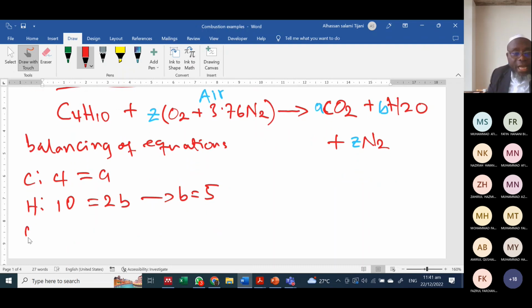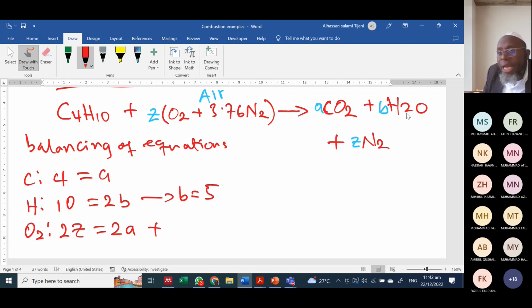Now we come to the oxygen side. Very important. Oxygen also, we have 2 atoms of oxygen here, so 2 times Z. So we have 2Z equals, you have 2 oxygen here attached to the carbon dioxide, so this gives us 2 times A, that gives us 2A. Plus, again, we have 1 oxygen attached to the water. So this is plus B.